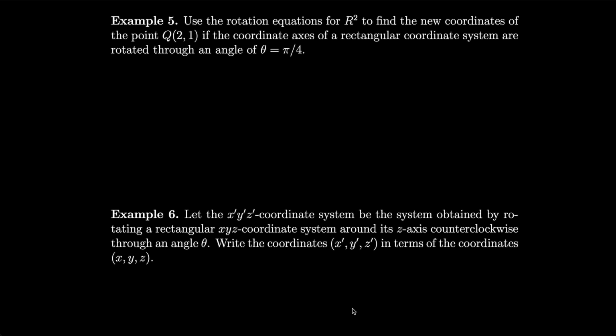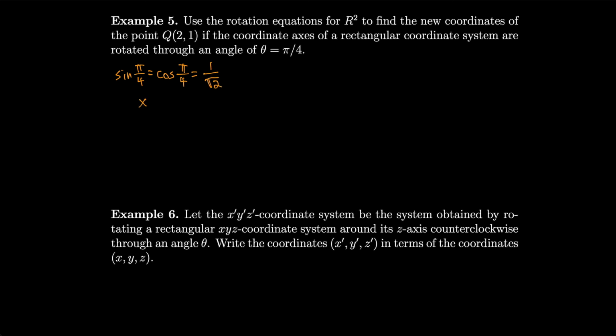Okay, let's use those rotation equations to find the new coordinates of the point (2, -1) if the coordinate axes of a rectangular coordinate system are rotated through an angle of pi over 4. So let's look at what the sine of pi over 4 is first. Notice that's the same as the cosine of pi over 4. They're both the same at 45 degrees, and they're root 2 over 2, or 1 over root 2, however you like to think about it.